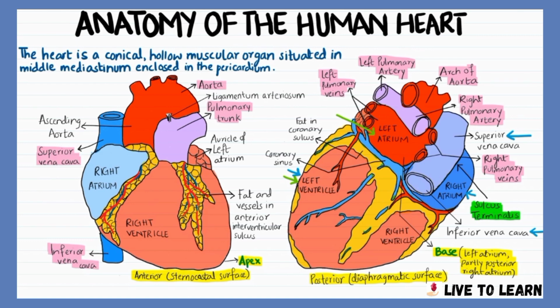The sulcus terminalis is a groove on the external surface of the right atrium, and it corresponds to a ridge on the internal heart surface, which is known as the crista terminalis. The coronary sulcus is a groove on the external surface of the heart, which marks the division between the atria and the ventricles.